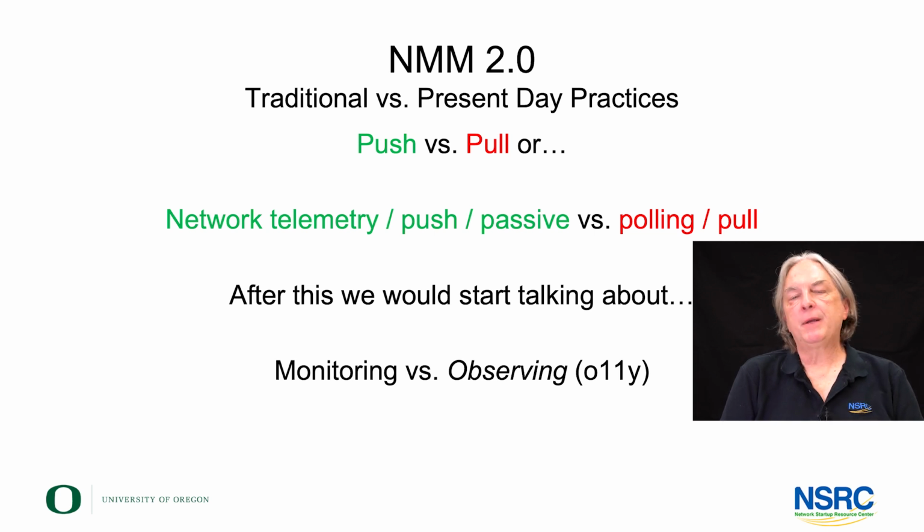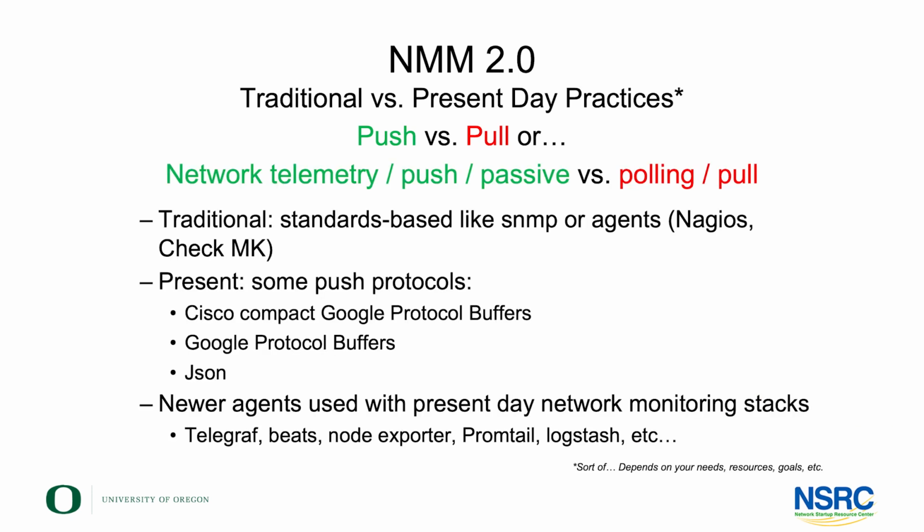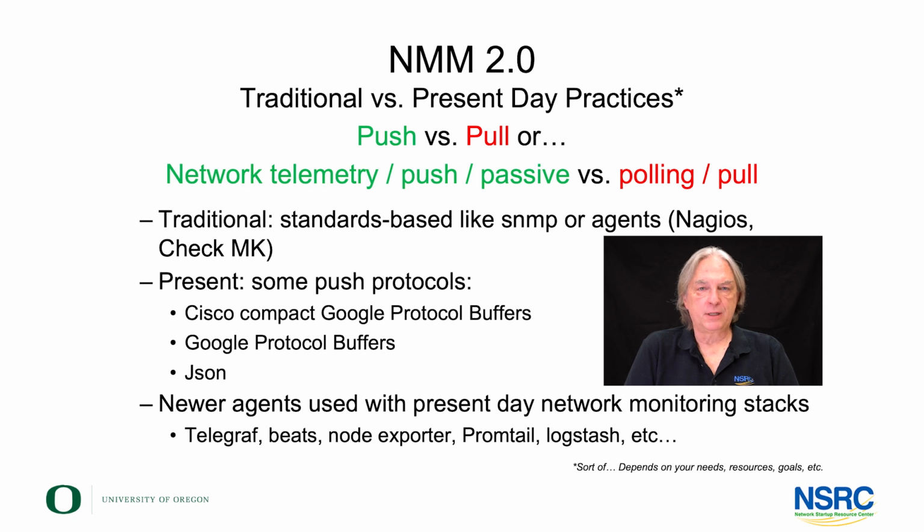Network monitoring and management tends to be more fine-grained or constrained, and we are actually looking for specific information that we're asking questions about. Okay, so how about a little bit more information about network telemetry, push or passive versus polling and pull? Traditional standards such as SNMP or agents, like the Nagios CheckMK agent that some people may use, that would be a traditional polling model, right?